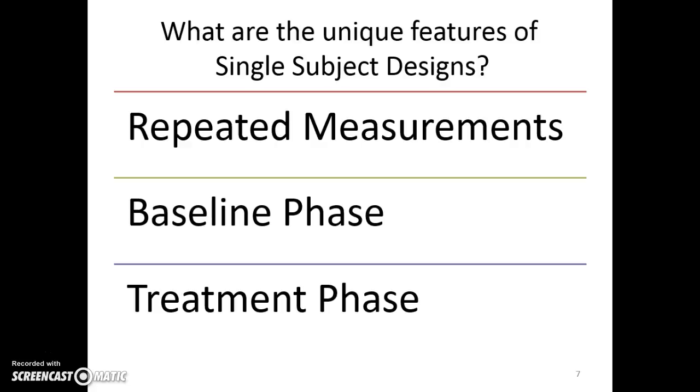So what sets single subject designs apart, or what makes it unique? Well, there are three things that you have to know to really know single subject design. You have to understand that there are repeated measurements, you have to know that there's a baseline phase, and you have to understand that there is a treatment phase. So we're going to talk about these and why these are important.